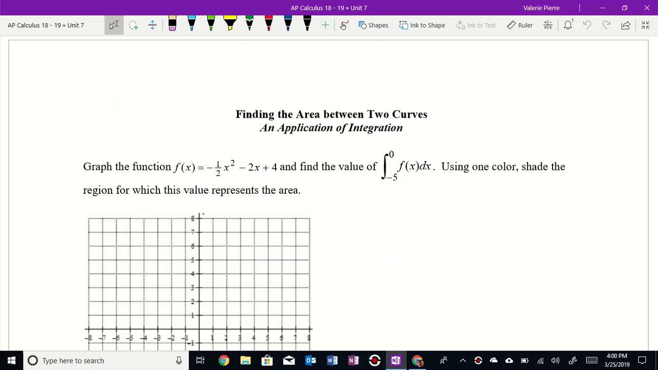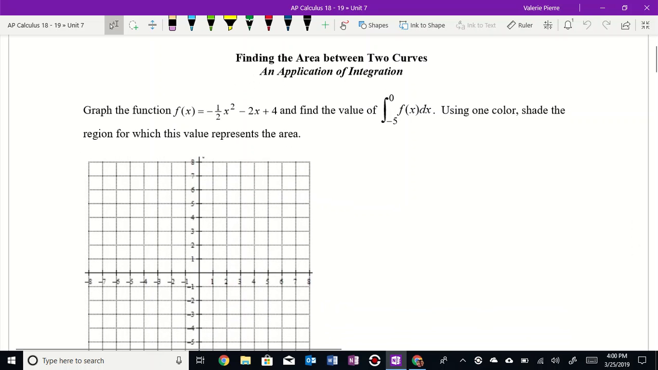Unit 7, pages 121 to 124, finding the area between two curves, an application of integration. So usually when we find the integral, what we've been doing is finding the area between the curve and the x-axis. Now we're going to talk about how to find the area between two curves.